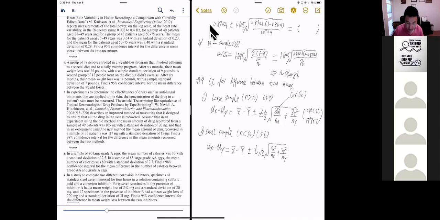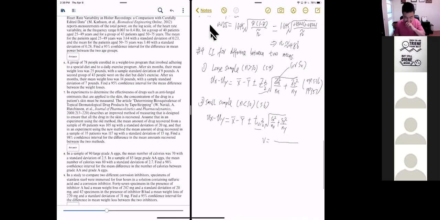So the only difference is that one uses the t value and the other uses the z value, and the degree of freedom has a very long equation. I will not copy it here, so you can write that down. So those are the two equations for the difference between two means side by side, one for a large sample, one for a small sample. Okay, so go back to question number 6.